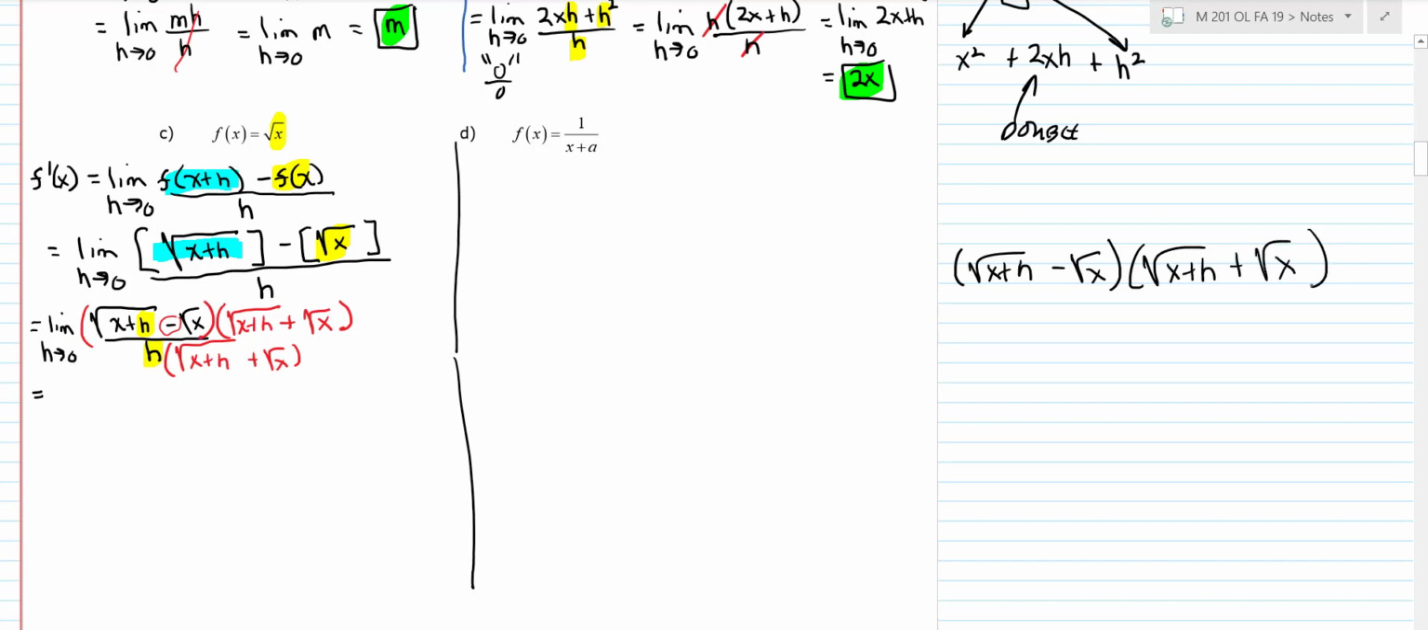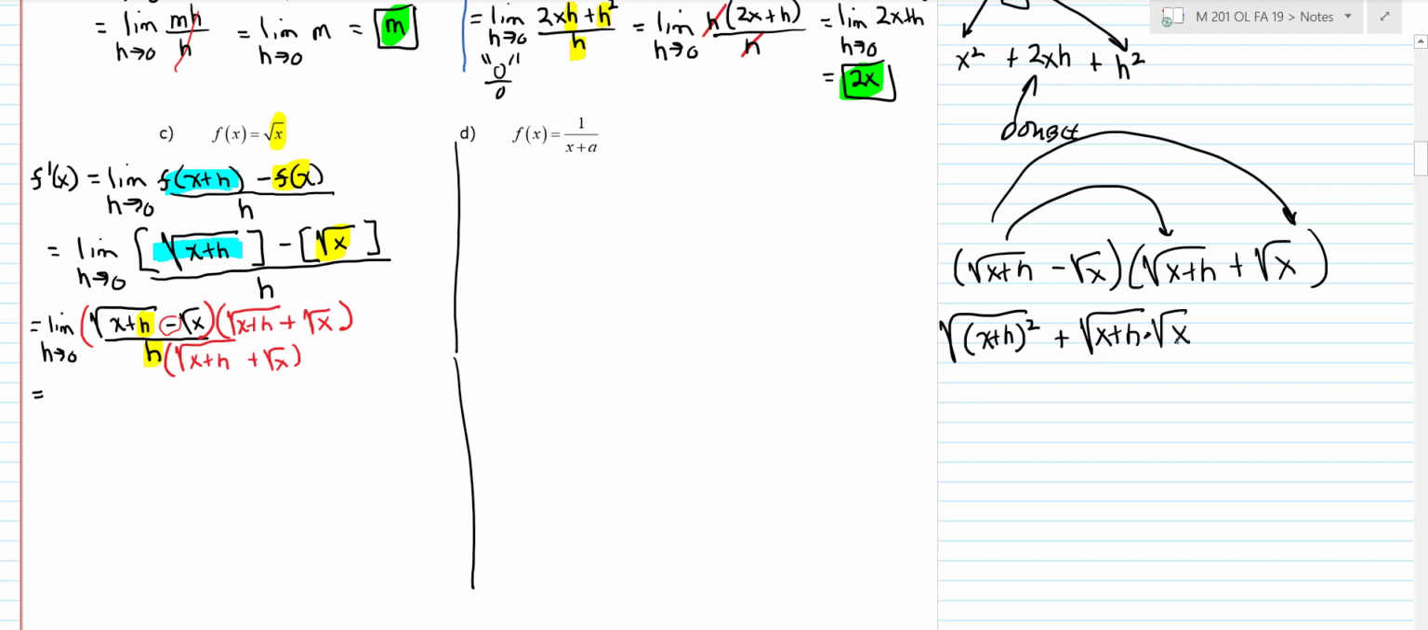Let me take you through how the FOIL works on this. So this is the first term, and what that would be is the square root of x plus h times itself. Well, the radical's going to go away, right? The outside term is this times this. Now, they're both under a radical, and you don't have to put them together. You can just write this as square root of x plus h times square root of x. That's good enough. The inside term is the same thing, except it's a negative. So you'd have minus square root of x plus h times square root of x.